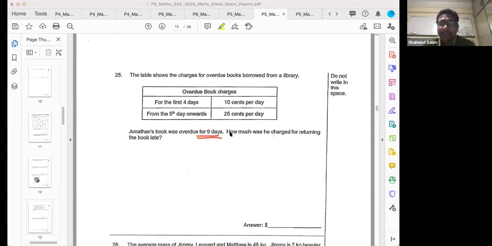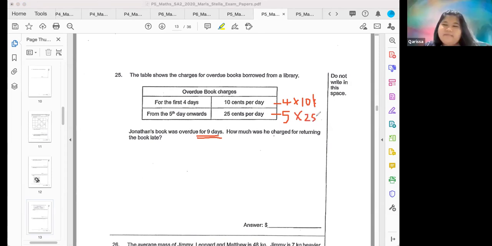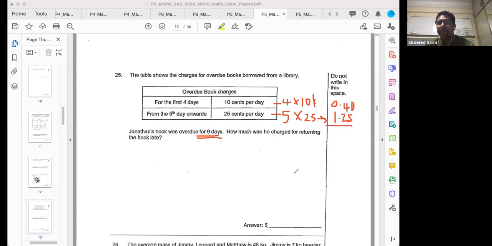Okay, no, 9 days. So down here is 4 days. Down here, how many days? 5 days. So 4 days is 4 times 10 cents, 40 cents. Good. And then below that is 5 times 25 cents, so $1.25. 125 here, right? 125, and down here is 40 cents. So you add them up, that's all. It's 165.